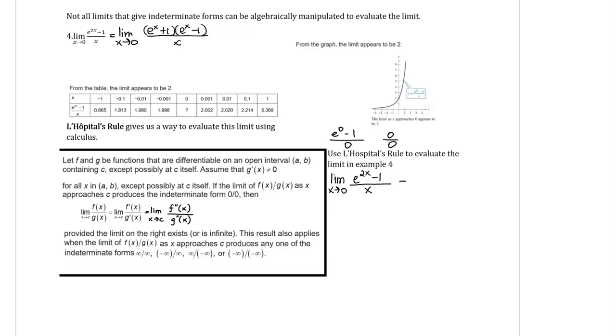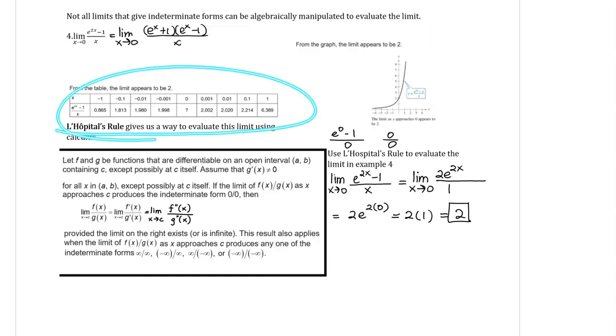And so now I'm going to come in and take the derivative of the numerator. The derivative of e to the 2x is 2e to the 2x. Make sure you're using the chain rule there. The derivative of 1 is simply 0. And in the denominator, the derivative of x is just 1. So now let's try direct substitution again. We would have e to the 2 times 0, and that's multiplied by the 2 in the front. I don't have to write the 1 that's in the denominator. This leaves us with 2 times 1, which is equal to 2, which is verified by the numerical table and the graph that we looked at.